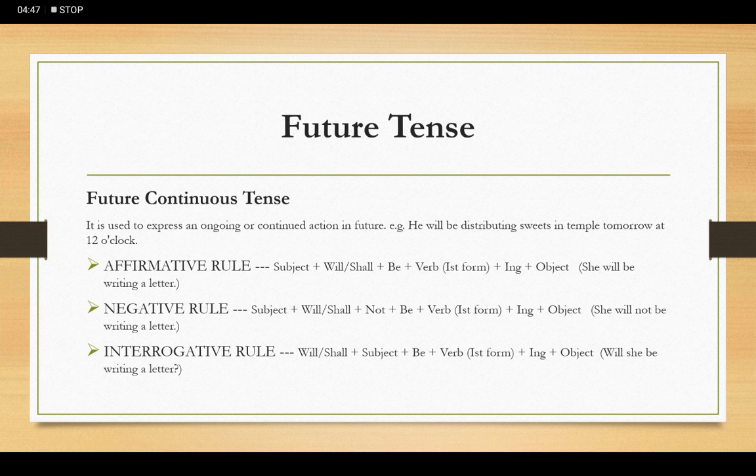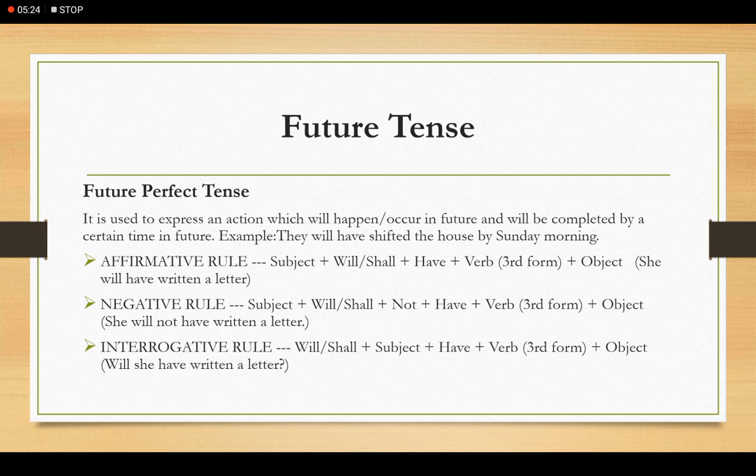In the future continuous tense, the verbs are used to express an ongoing or continued action in future time. He will be distributing sweets in the temple tomorrow at 12 o'clock. So a continuous activity of distributing sweets, but that will take place tomorrow. That means in future time at 12 o'clock. So the verb form is will or shall plus be plus verb with ing.